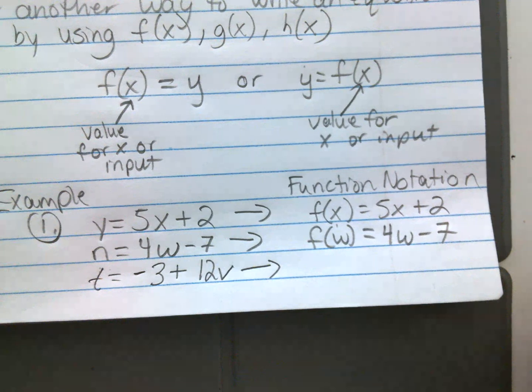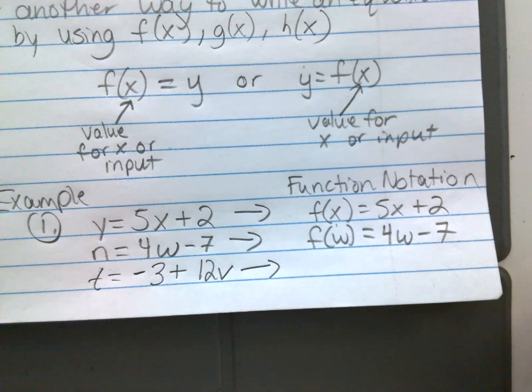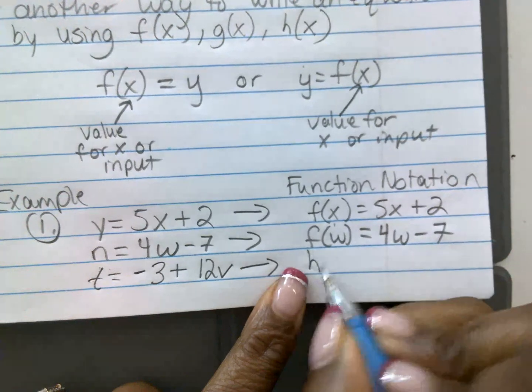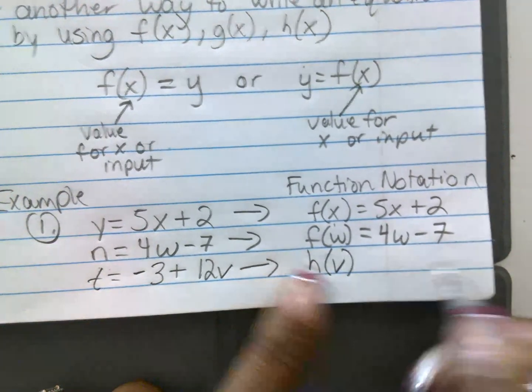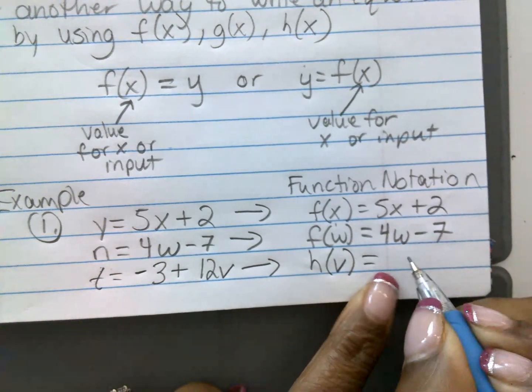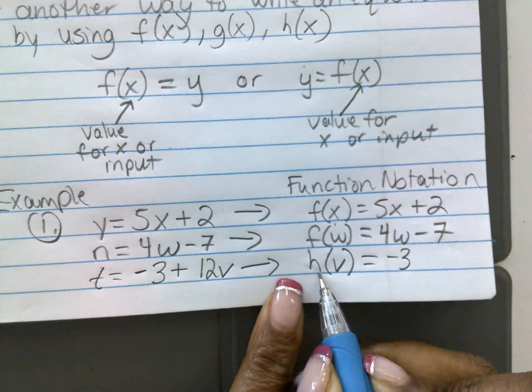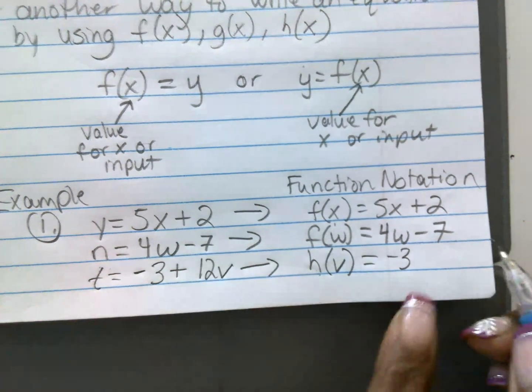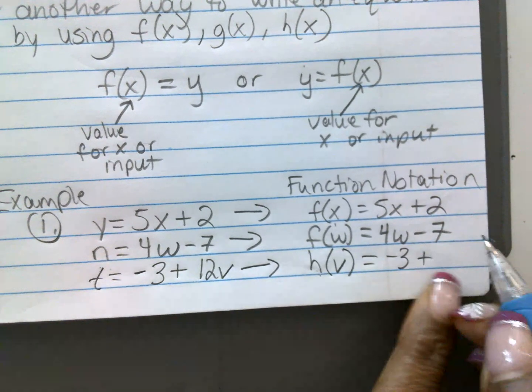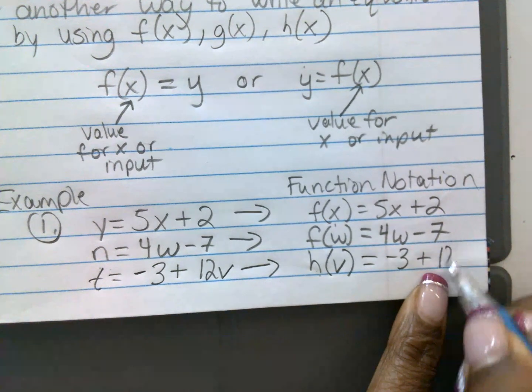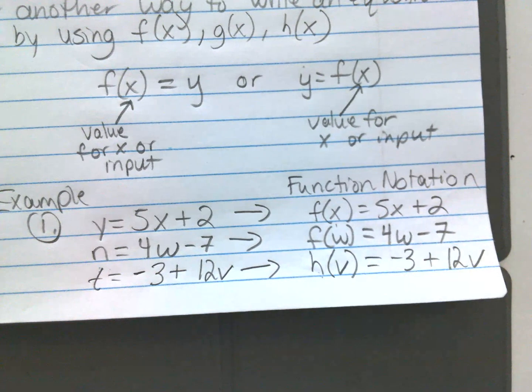All right. Can someone tell me what the function notation will be, Robert? H of V. Very good, babe. And you can use H, G. You can use any letter here, okay? Plus 12V. Perfect. Do you understand? All right, let's please put this up.